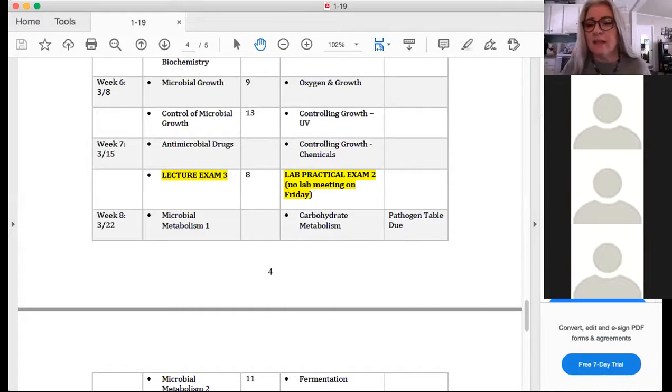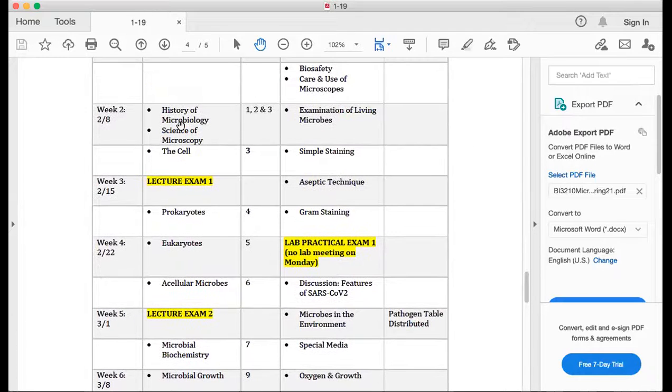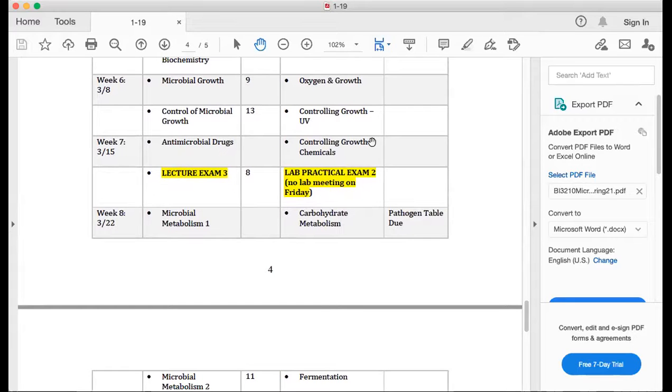I'm going to pull up our schedule just so we can take a look and see what's coming up. So again, this week, you should be seeing our syllabus, the schedule at the end of our syllabus. Here's where we are right now on March 15th. So you have this 1 lecture topic this week, which is the antimicrobial drugs, 1 laboratory topic, which is controlling the growth of microbes with chemicals. And then you have your 2 exams, lecture exam on Wednesday, lab exam on Friday.